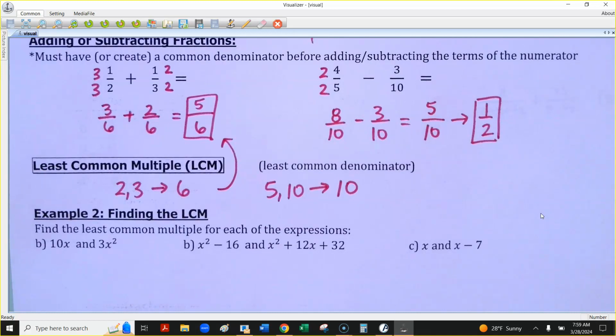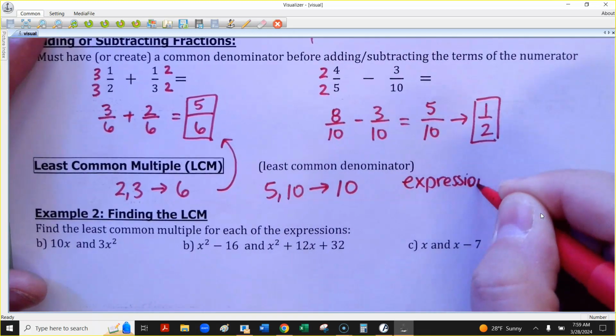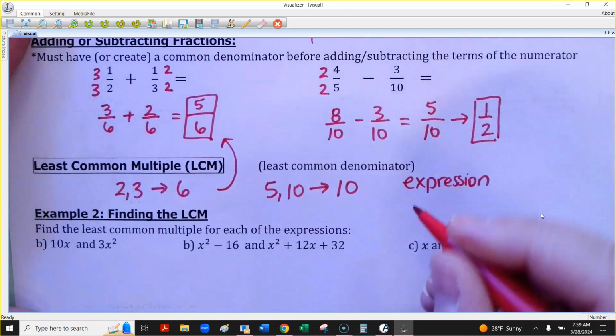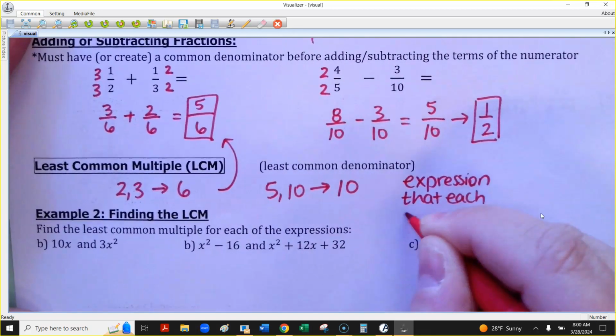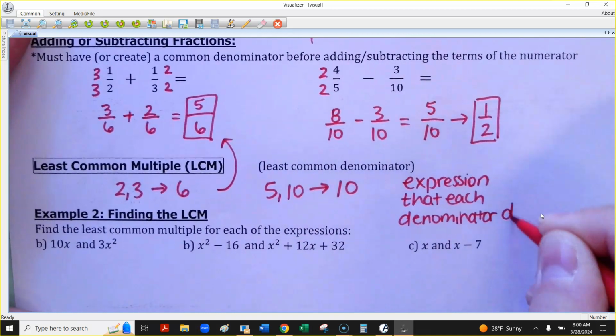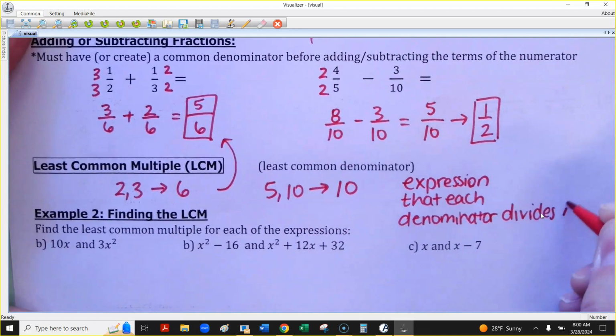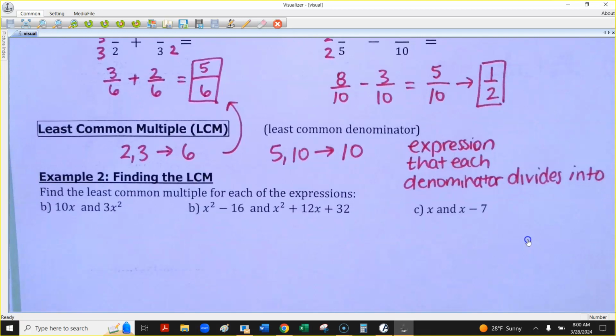It's going to be an expression. Here, I guess I should write that. Expression, in our cases that we're going to work with, that each denominator divides into. All right, now these can be weird until you get used to it, but they're not terrible.